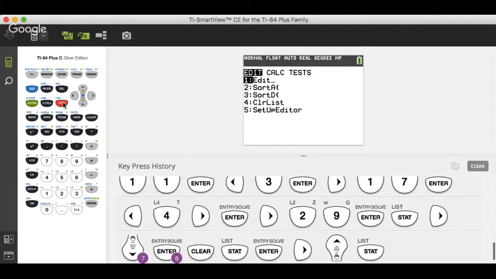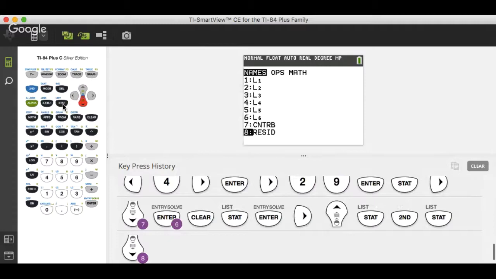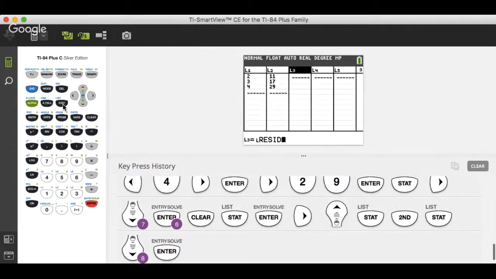So we could actually go to 2nd stat, go down to residual. Again, that was 2nd stat, go down to residual. And then once I do that, I press enter, and that will give me 1, -2, and 1, okay? So the question is what is the smallest possible value of the sum of the squares, right?